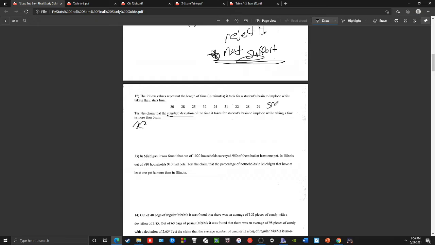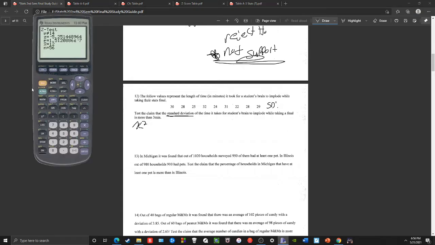Now, in order to do this, we need to find the standard deviation of these numbers. So we're going to enter them into our list. So 30, 28, 25, 32, 24, 31, 22, 28, 29. Good. All right, so then to find out the standard deviation of that list, we're going to go to second, calculate, 1 vars. And we get a standard deviation of 3.35. Remember, we're using Sx here.